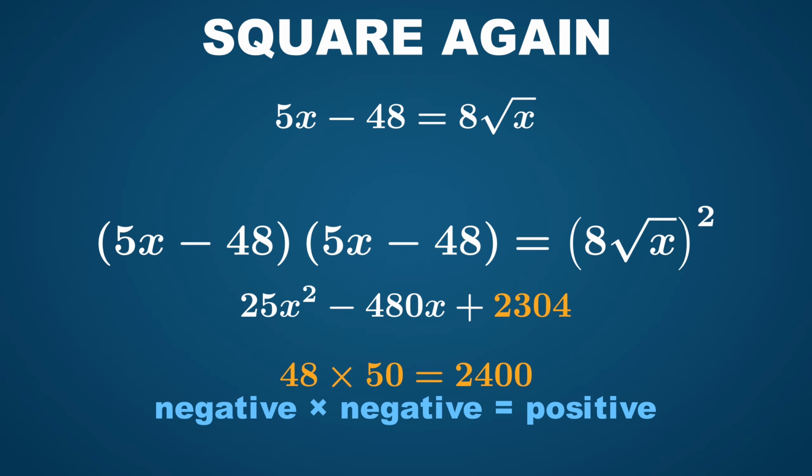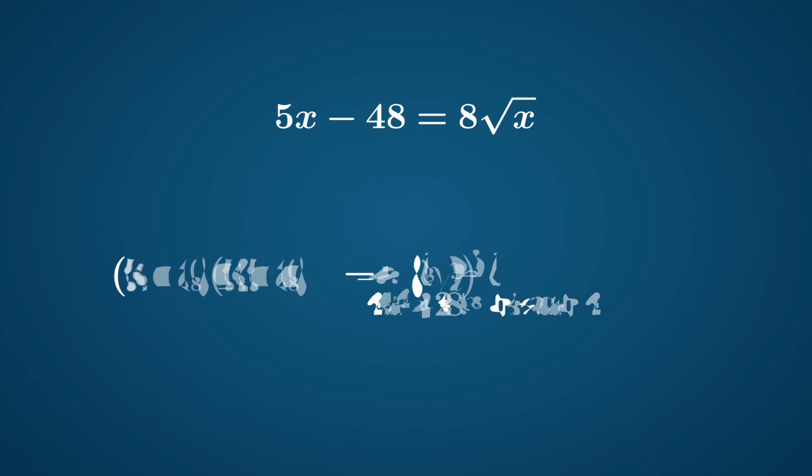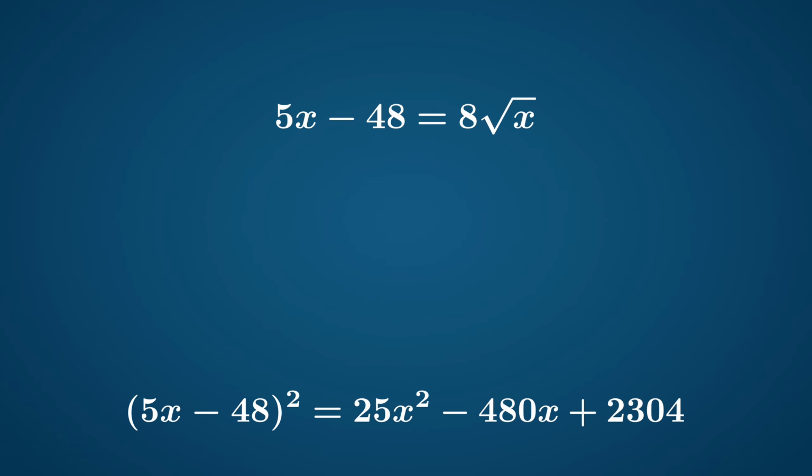For the 2304, we can use 48 times 50, which is 2400. 48 times 48 is 96 less, and 2400 minus 96 is 2304. That takes care of all four products in the expansion. So the left side is 25x squared, minus 480x, plus 2304.